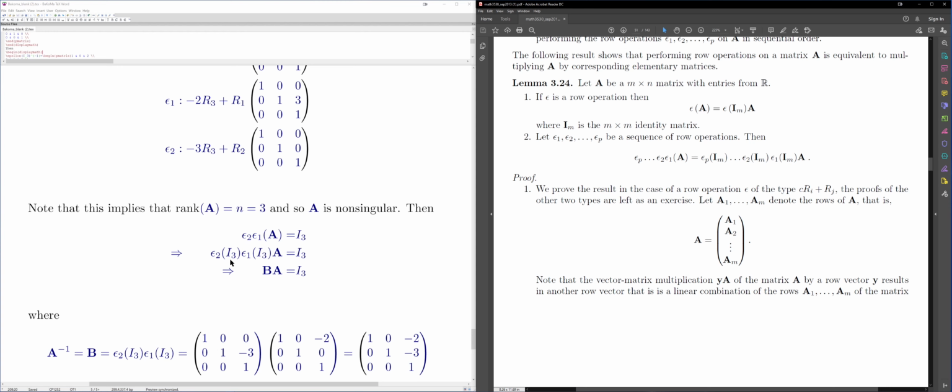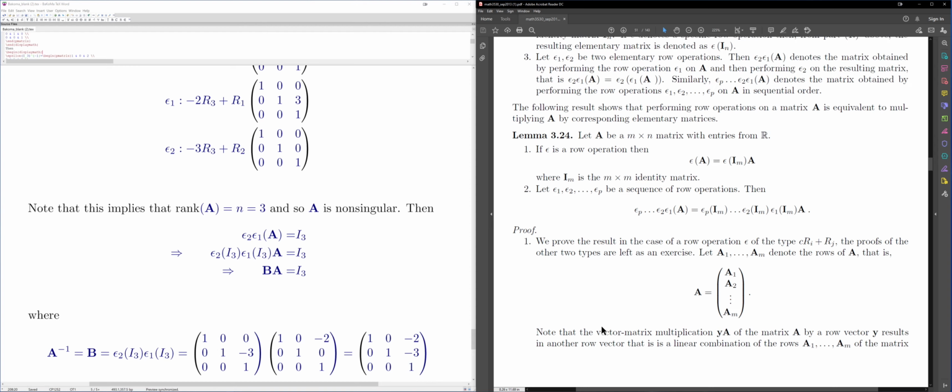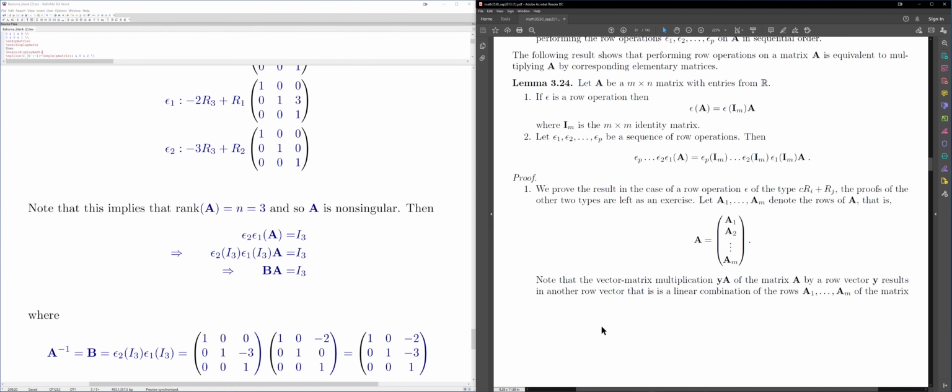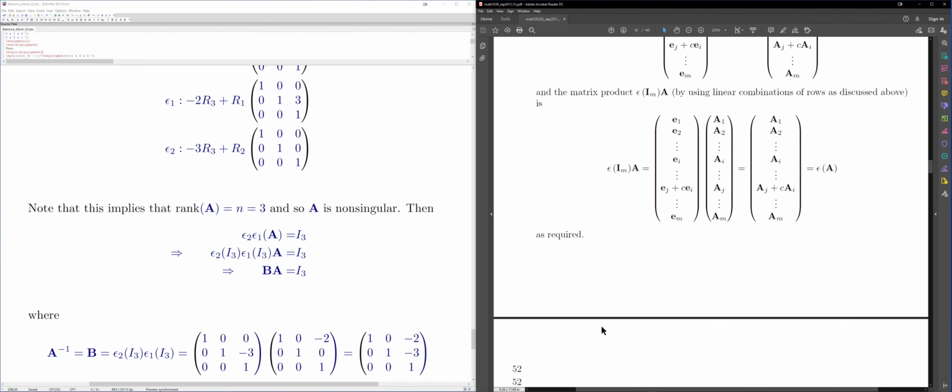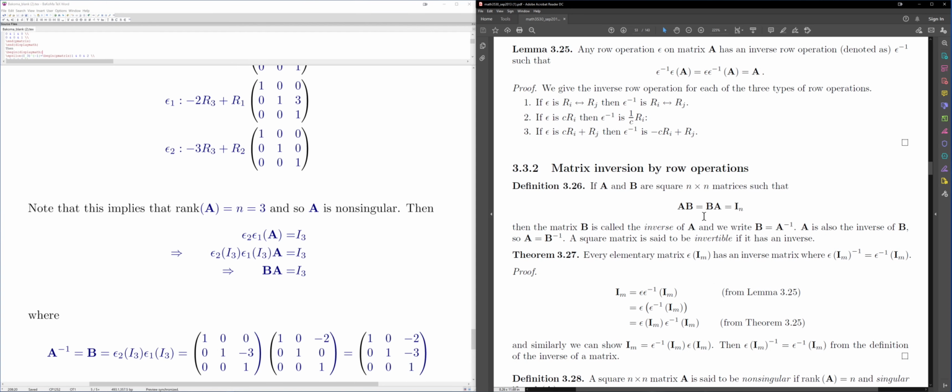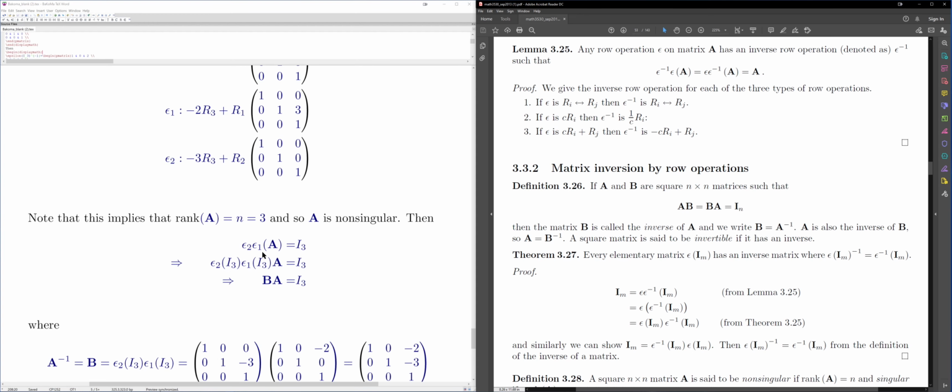So what is this saying for me? I have A here, and when I multiply by these two matrices, I get the identity. But that is good enough to tell me, from my definition of inverse, that if I have a matrix A and I multiply by some matrix B, then B is the inverse. So this product here is going to be my required inverse. Notice I'm getting my required inverse via row operations.